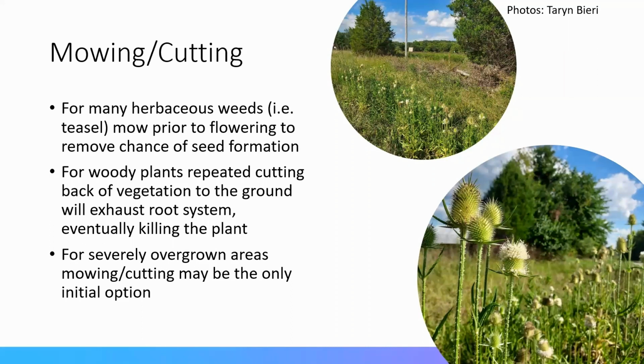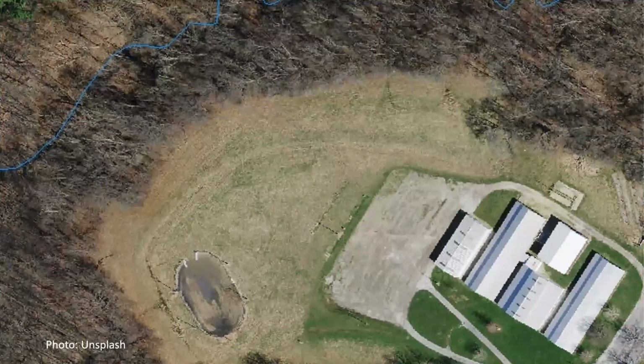But mowing or cutting, if you're doing this for woody plants, eventually it will exhaust that root system. Now, how much energy is stored in that root system? It depends on the plant, depends on the species. You could be cutting the same plant years and years, and the minute those leaves come up and start photosynthesizing, it recoups that energy, and its process starts all over again. So mowing, cutting can be effective for some species, and I'll share a resource at the end of this presentation that shows you what works for this particular species.